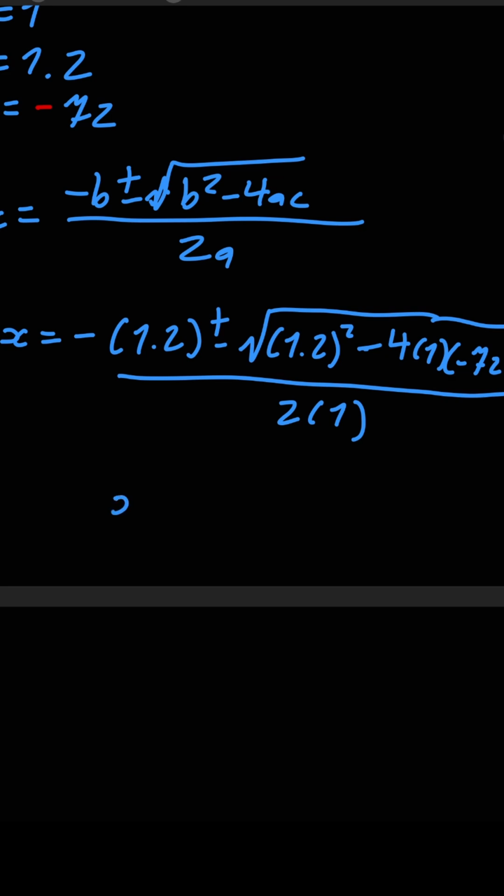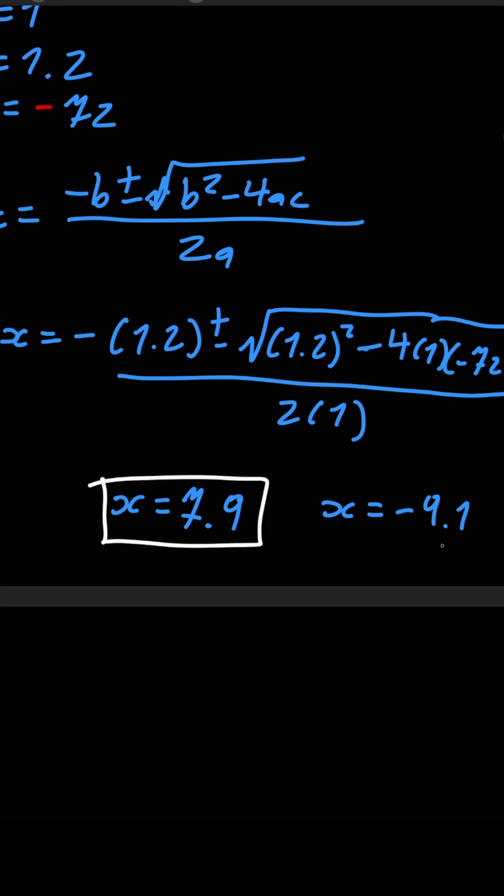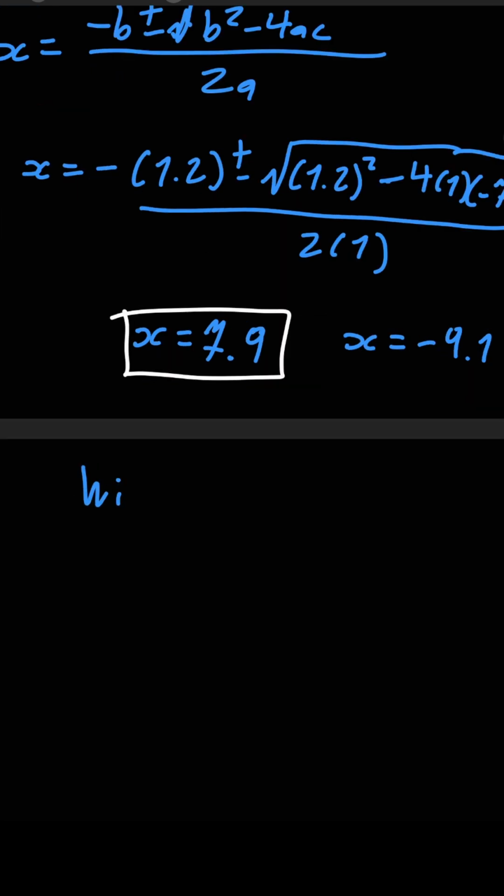And now plugging that into our calculator, we get x equals 7.9 and x equals minus 9.1. So we have two values, and it can only be this one, because you can't have a negative width. That's impossible. You can't just break the rules like that. So our final answer is that the width is equal to 7.9.